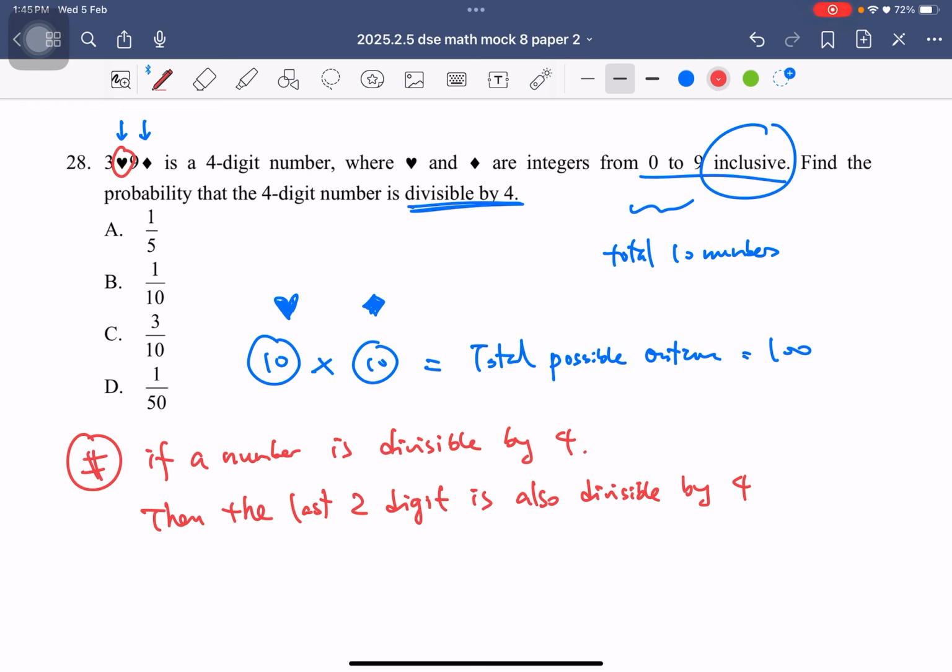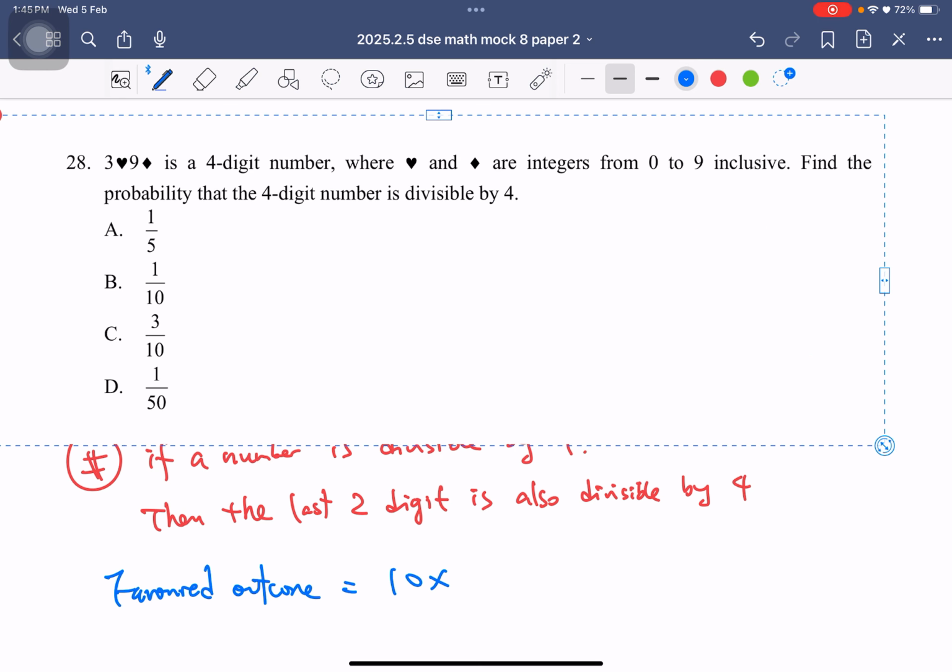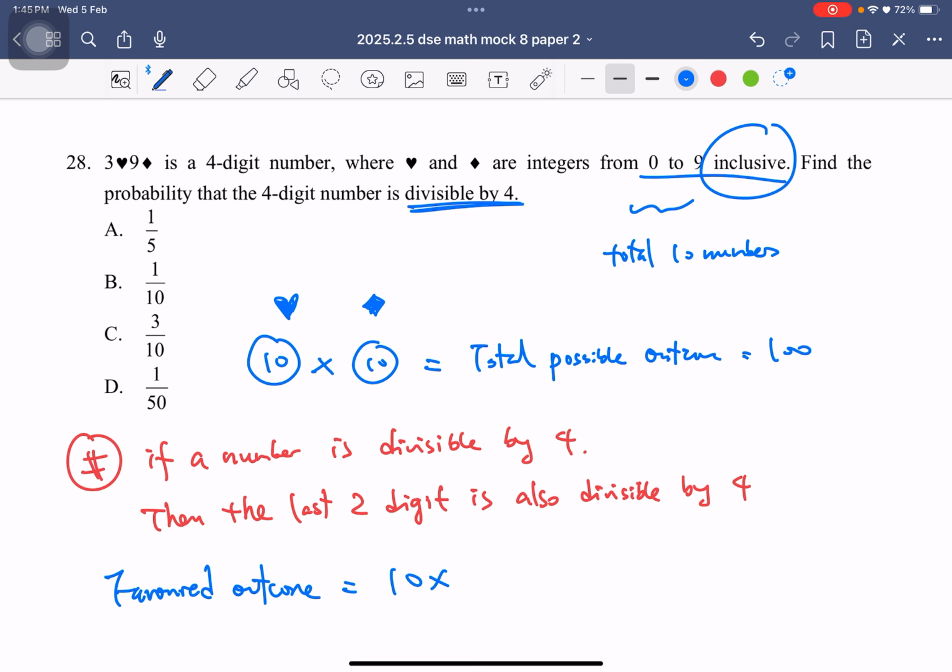So the favored outcome is going to be equal to 10 times. So 90, this is 9, isn't it? So 90 what is going to be divisible by 4? 96 is divisible by 4, or 94, 92. 92 is divisible by 4. Anything else? 94, 98. You try. 98 is not. So which two numbers are going to be fulfilled? 2 and 6. So only 2 and 6 can be divisible by 4, isn't it?